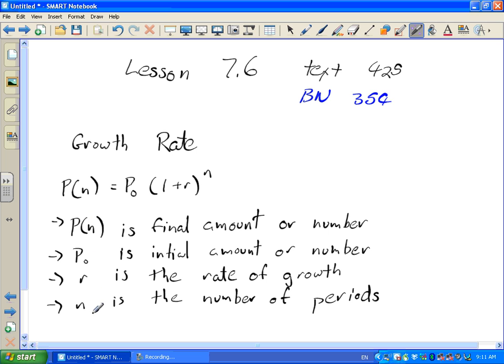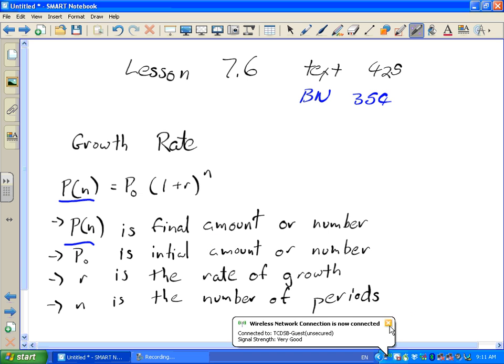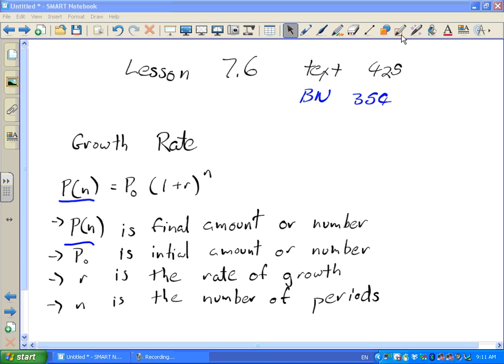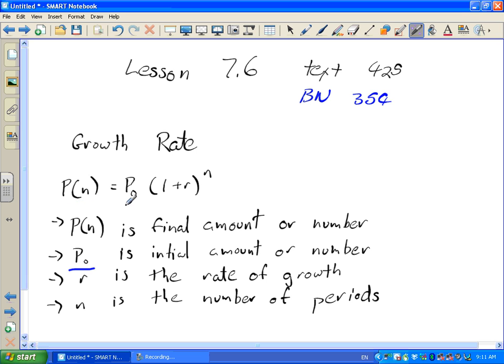These are the definitions of all the variables in the formula. So the first one, P at n, which is here, is the final amount. So usually what we're trying to find in most questions. P at O is talking about initial amount. The reason they use P is because we're usually dealing with populations when we're doing growth rate. So P at O would be like an original population of a town or a city. R is the rate of growth.